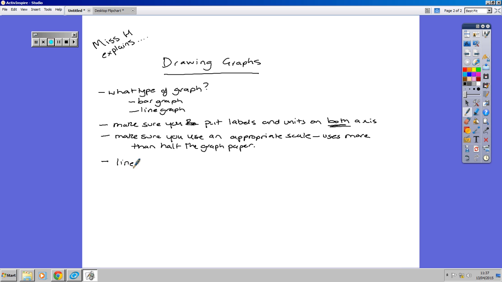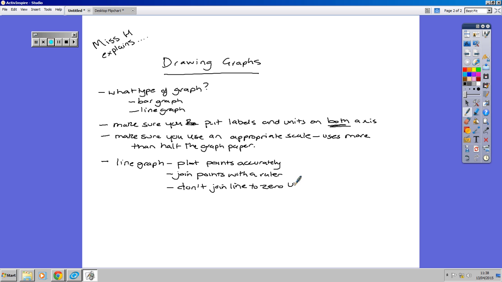So for a line graph, you want to plot your points accurately. You want to join your points with a ruler. And don't join your line to 0, unless there is a 0 value.